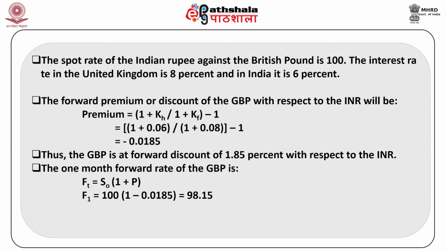Thus, the British pound is at a forward discount of 1.85% with respect to the Indian National Rupee. The 1 month forward rate of the British pound is F1 = S0(1 + p), that is F1 = 100 multiplied by (1 - 0.0185), which will be equal to 98.15.